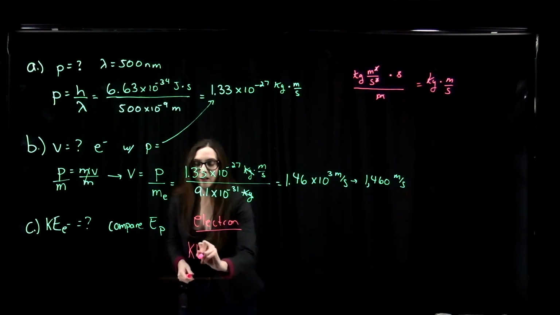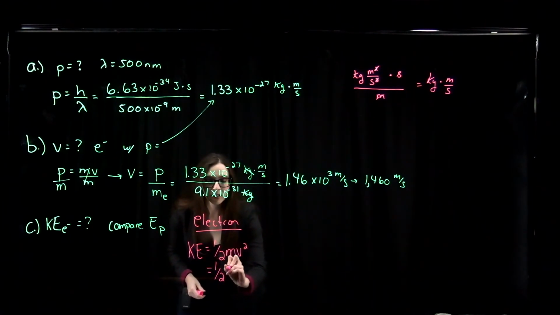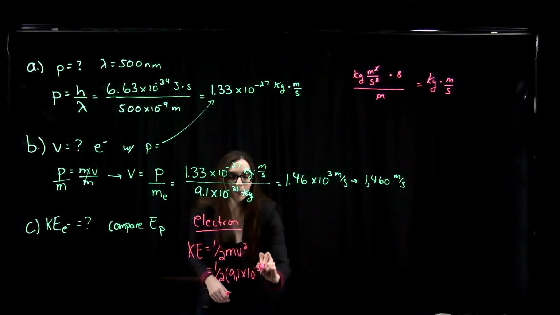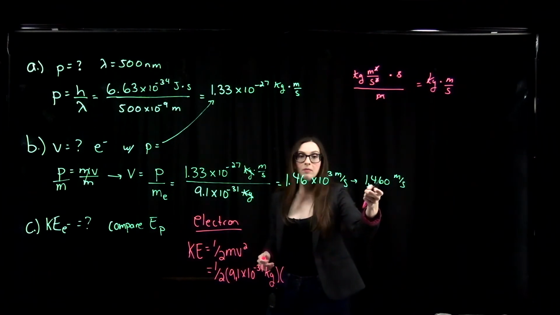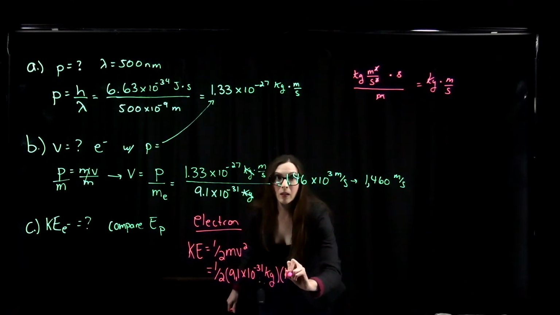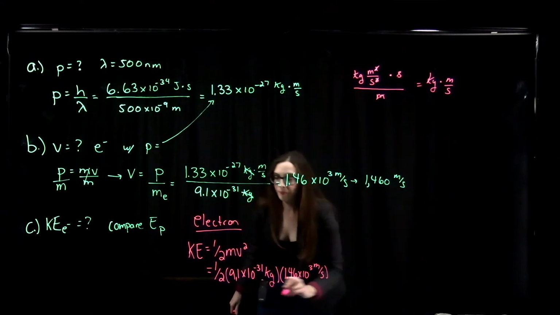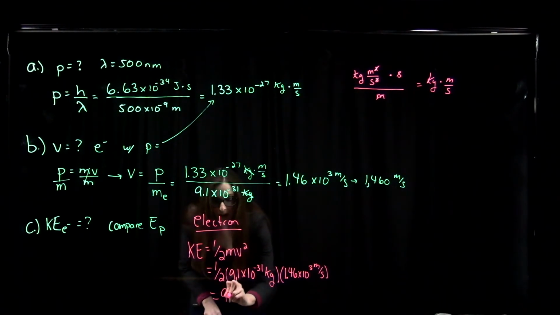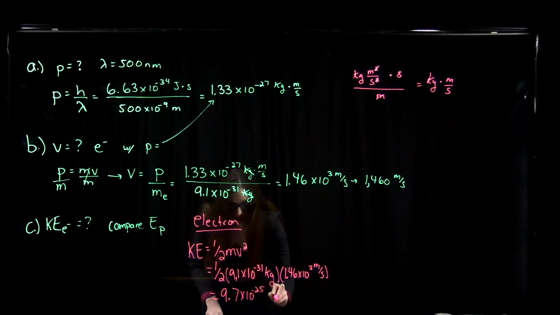And that's going to be kinetic energy is equal to 1/2 mv squared. So that will be 1/2 times the mass of my electron, 9.1 times 10 to the minus 31 kilogram. And then I multiply it by the velocity of this electron, which is the electron that has the same momentum as my photon, 1.46 times 10 to the 3 meters per second, squared. That gives me a kinetic energy of my electron of 9.7 times 10 to the minus 25 joules.